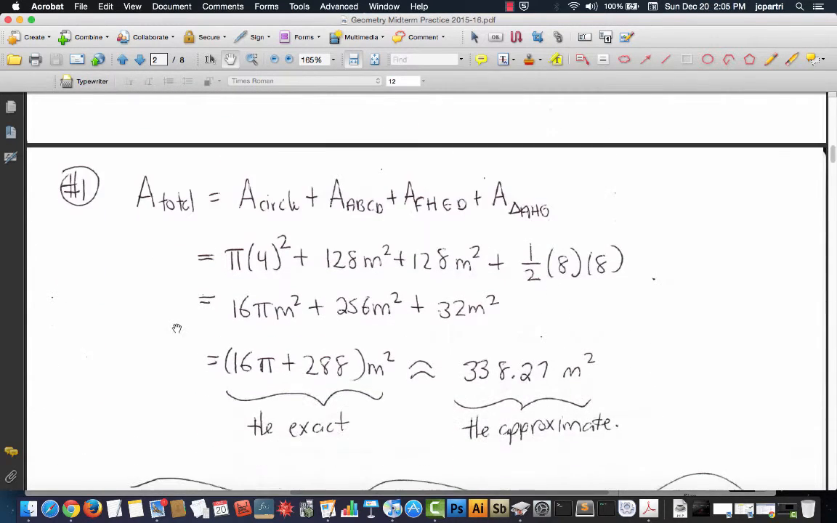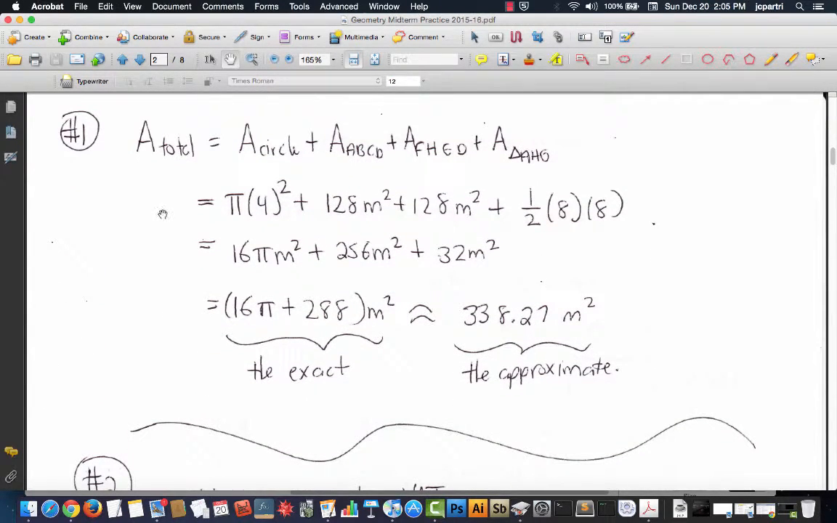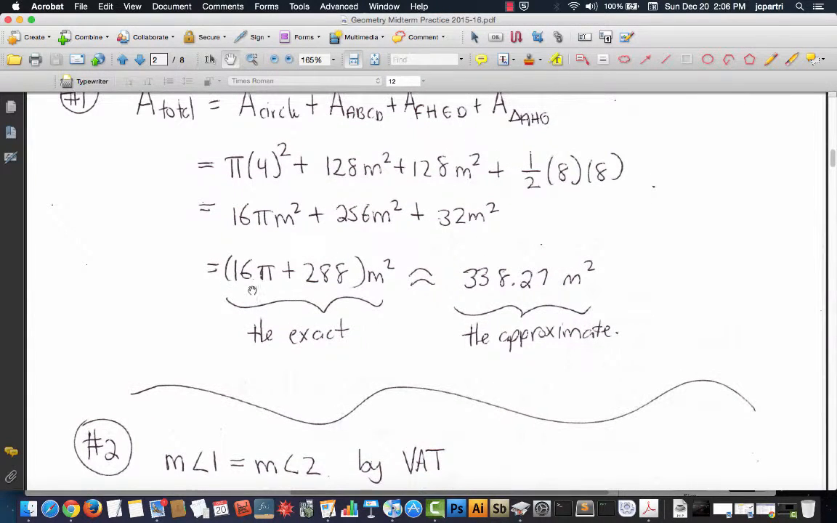Second thing we had to do was get the area, total area of the object. So area total is the area of the circle plus the areas of the two rectangles plus the area of the triangle. Well, we're given the areas of the two rectangles, so we substitute 128 meters squared. Area of a circle is pi r squared, so we put in 4 and we get 16 pi. The area of a triangle is 1/2 base times height, and so 1/2 8 times 8 is 32. Combine like terms. The exact area is 16 pi plus 288 meters squared.